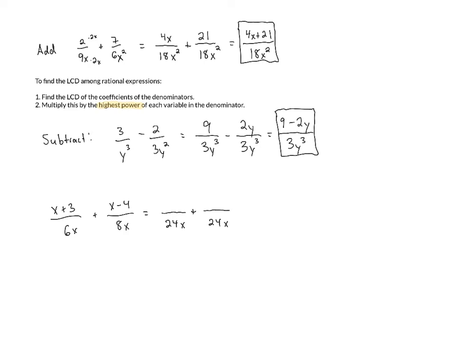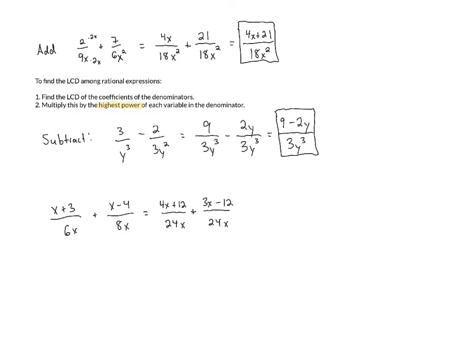Now we need to figure out what the new numerators are. To get from 6x to 24x, we have to multiply by 4. So we're also going to have to take the numerator and multiply by 4. If we do that, x plus 3 times 4 gives us 4x plus 12. Now for the other one, to get from 8x to 24x, we have to multiply by 3. So we're going to have to multiply the numerator by 3. x minus 4 times 3 gives us 3x minus 12.